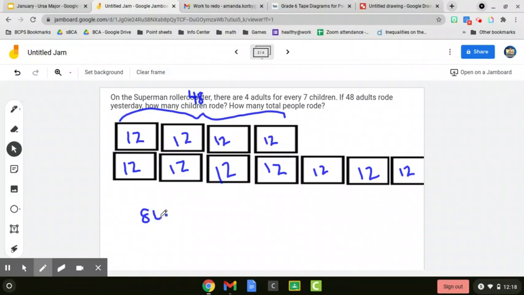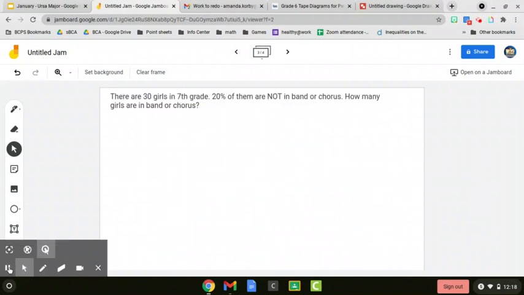Then to find the total number of people, we could just add 48 to that, and we would get 132. So we just added the number of children to the number of adults to find the total people. Next up, we'll do a percent problem.